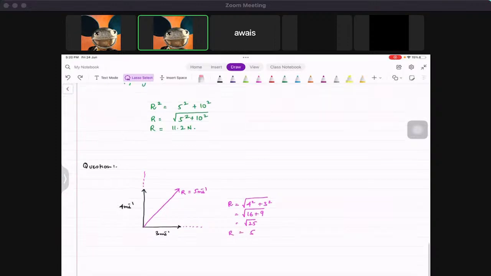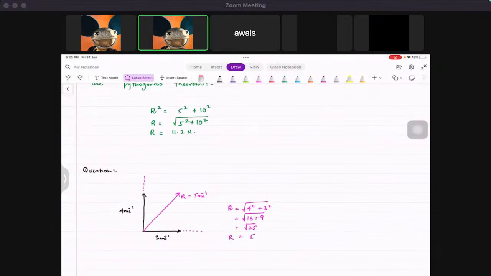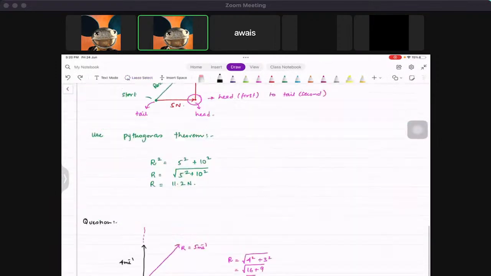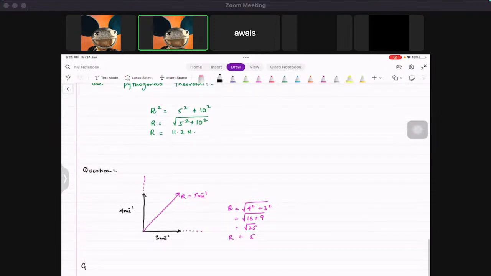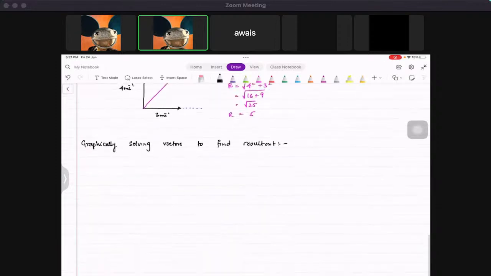Now sometimes the vectors are not 90 degrees. So what do you do then? We are now going to learn graphically solving vectors to find the resultant. Now how do we do that? You really have two choices here. First we are going to learn the parallelogram method.